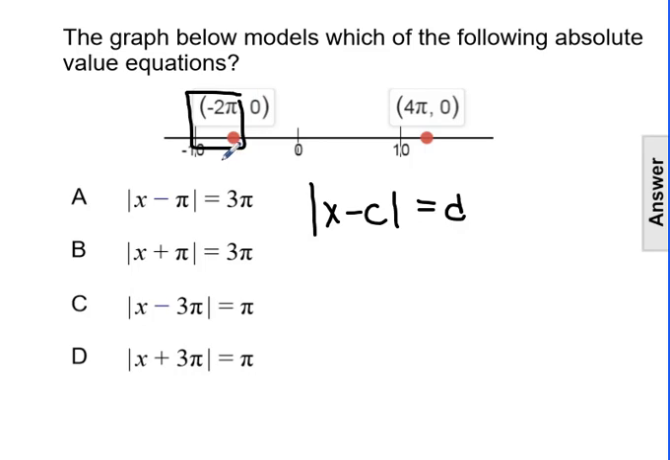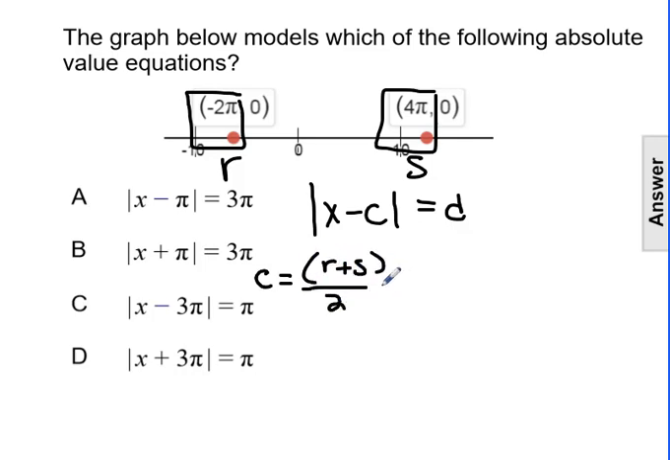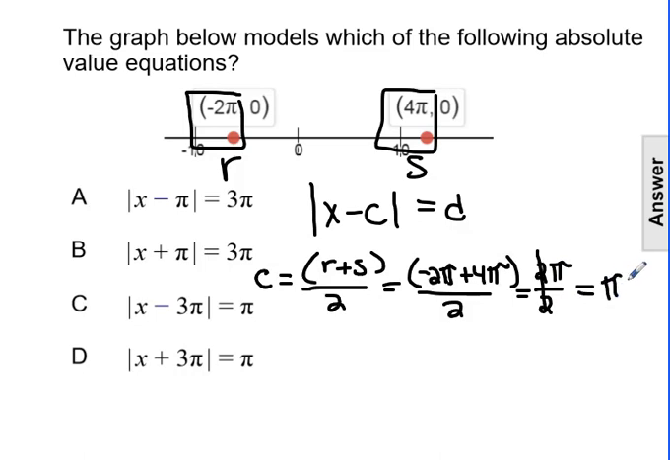Here's one, let's call negative 2 pi r, and then we have a second, let's call s, 4 pi. So if we want to find the center, that's going to be the average of the two, where we do r plus s over 2. So that would equal negative 2 pi plus 4 pi over 2, which is 2 pi over 2, which just simplifies to pi. So we have a center of pi.